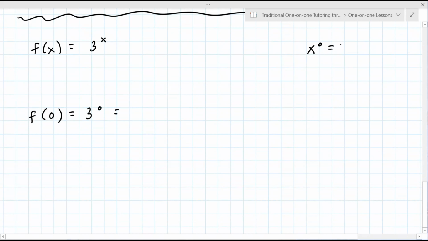Anything to the 0 power is 1. Oh my God, okay, I need to get that down. Yeah, make sure you roll out of bed and you're like, okay, x to the 0 is 1. It's really important for math. X to the 0 is 1.